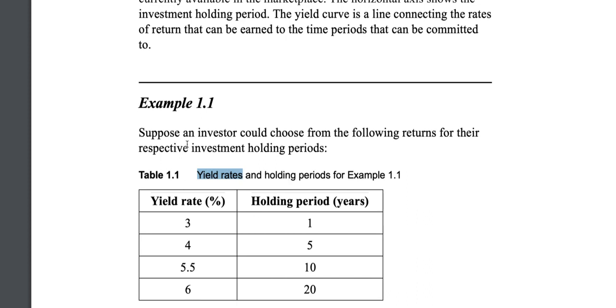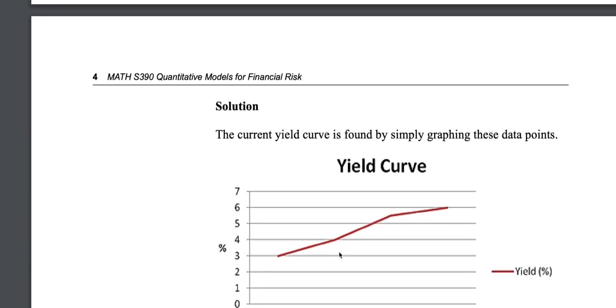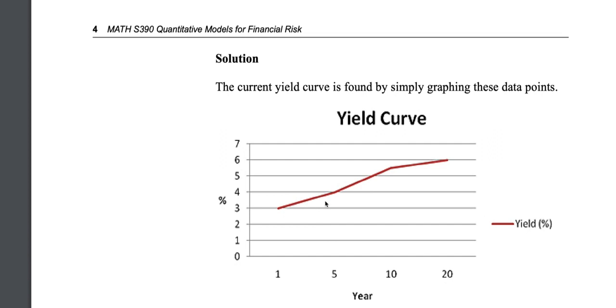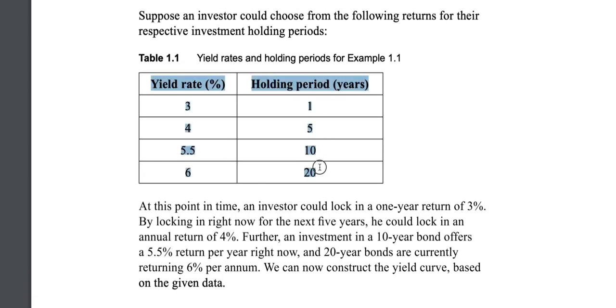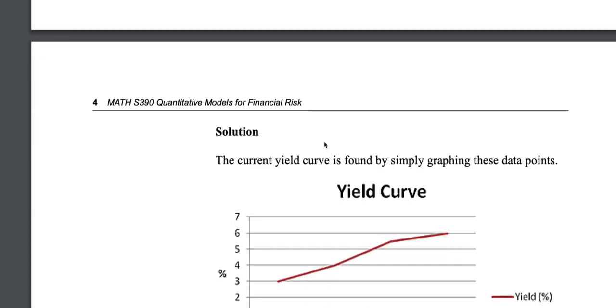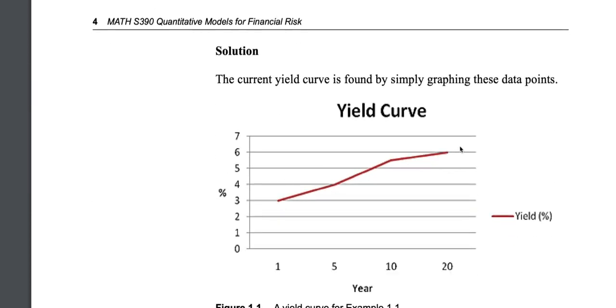What does that mean? For example, in example 1.1, they give us yield rates of 3, 4, 5.5, and 6, and the periods are 1, 5, 10, and 20. If we plot it into a diagram, actually it doesn't look like this. It looks like 1, 2, 3, and 4. Do you know what I mean? This particular table has 1, 2, 3, 4, then we have the 1, 2, 3, and 4 here. And we just use something called a broken line diagram to link it all together. So actually, it's not a continuous case.